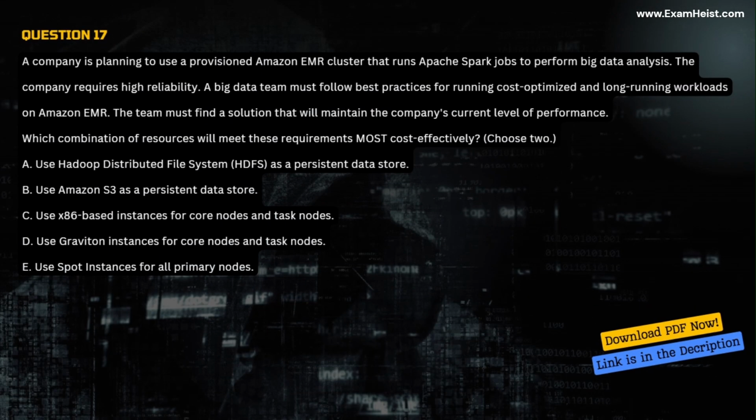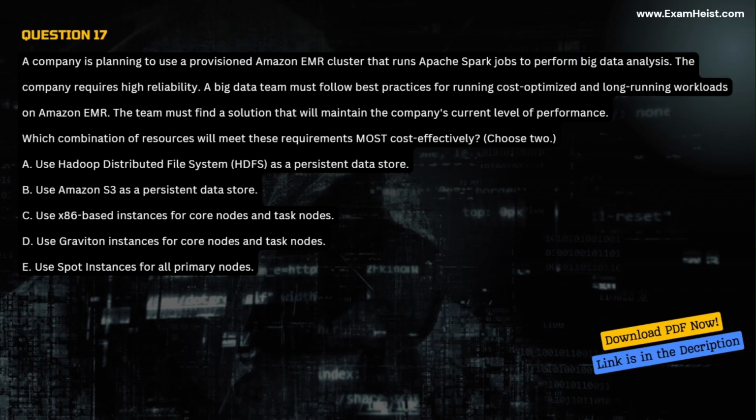Question 17. A company is planning to use a provisioned Amazon EMR cluster that runs Apache Spark jobs to perform big data analysis. The company requires high reliability. A big data team must follow best practices for running cost-optimized and long-running workloads on Amazon EMR. The team must find a solution that will maintain the company's current level of performance. Which combination of resources will meet these requirements most cost-effectively?